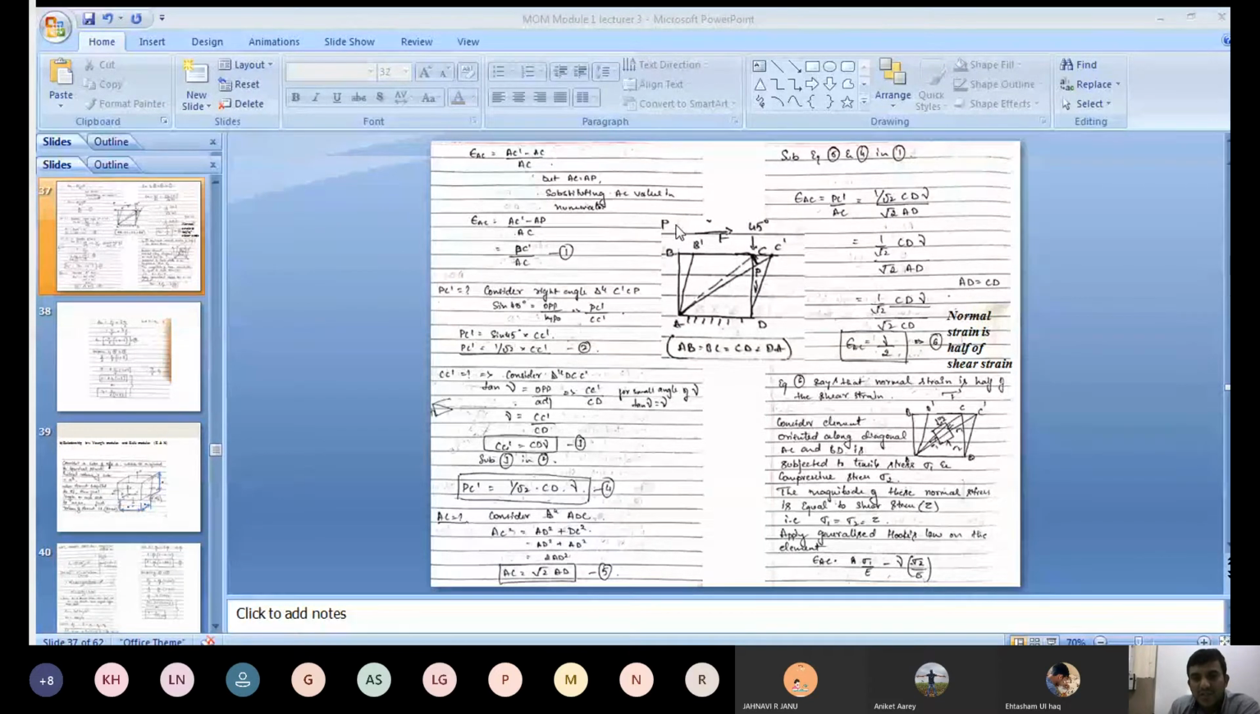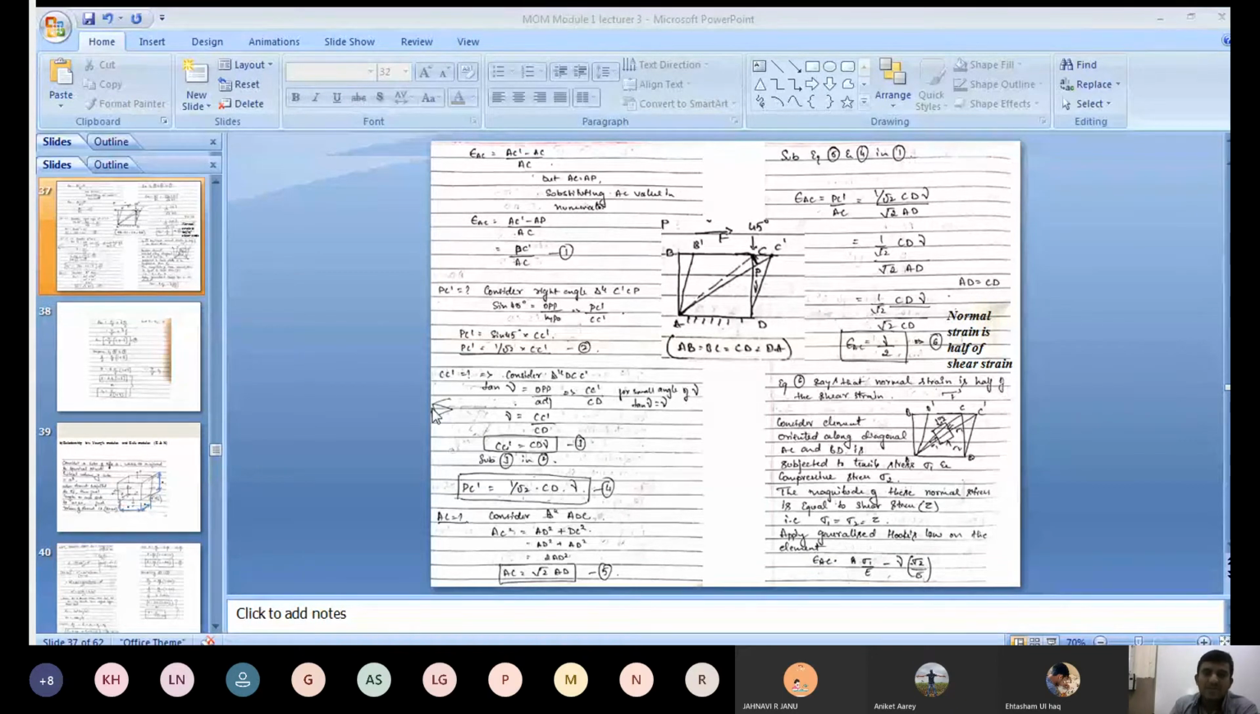The side adjacent to the angle gamma is CD, that is the adjacent side, and C dash D is the hypotenuse. Now I need C dash, right? Then you apply tan gamma. Tan gamma is equal to opposite by adjacent. What is opposite here? From the right angle triangle C dash C D, the opposite side is C dash C. Adjacent side is CD.